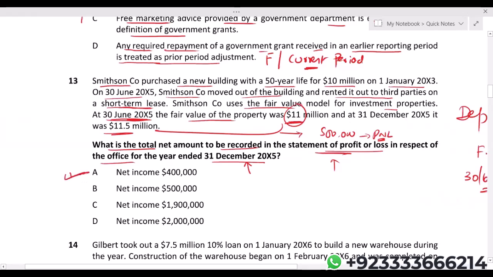Now let me repeat. Here what is happening? There's a transfer from IAS 16 to IAS 40 fair value model. Obviously, before the transfer, for first 6 months, we have depreciated the property. And the difference between the carrying amount of the property and the revalued amount, which is 11 million, goes to revaluation surplus in OCI. Then the difference between 11 million and 11.5 is a change in the fair value. And under IAS 40, change in the fair value is recognized in the income statement in the P&L.